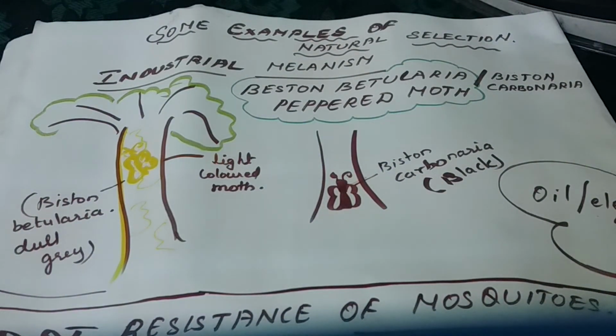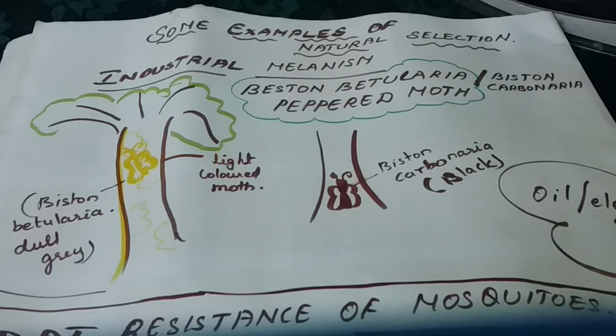After that, what happened? When they used oil and electricity, the pollution reduced, smoke deposition reduced. Then the grey colored moth population once again arose and their number increased and the number of black ones reduced. This is the very good example for industrial melanism.